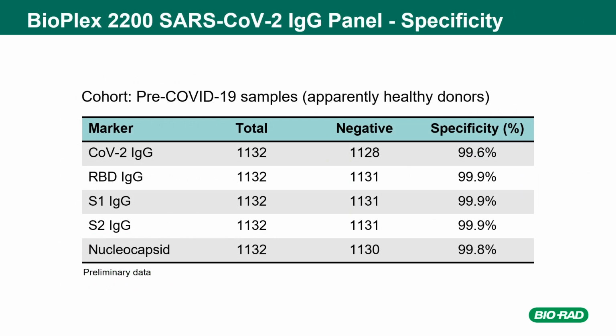Early data from the development process demonstrates that there is no cross-reactivity, with greater than 99.6% specificity in healthy human donors and greater than 95% specificity in infectious disease and autoimmune samples. There is no matrix effect seen for all targets when comparing serum versus plasma.